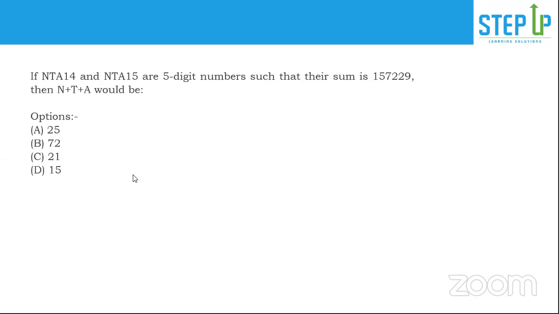Okay, that's the hint. So all you have to do is write NTA 14 and below that NTA 15 and just try to add them. Of course, 14 and 15, if you add directly, you get 29. But the question is NTA plus NTA, how is that coming to 157229? So that's the hint.